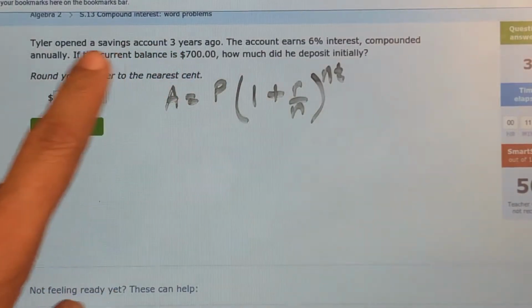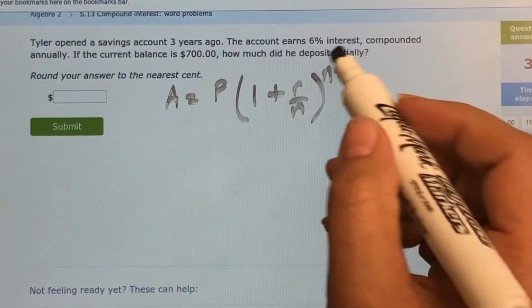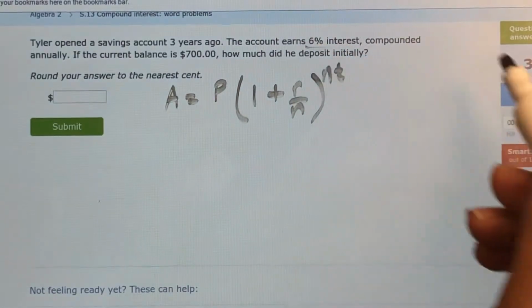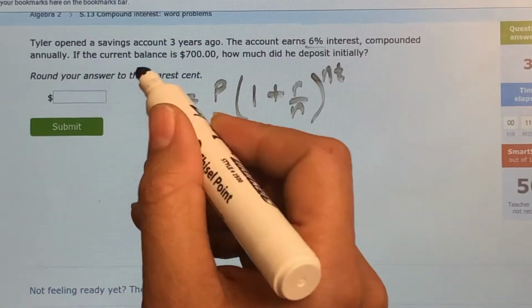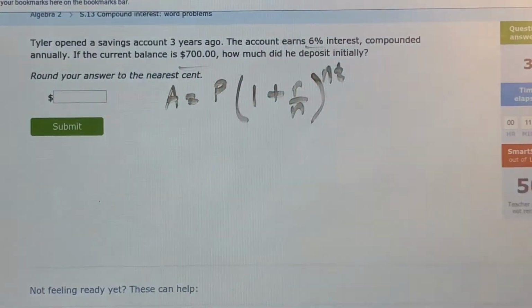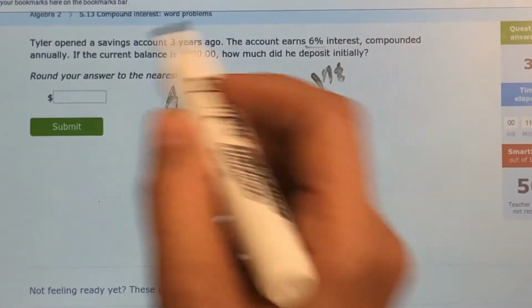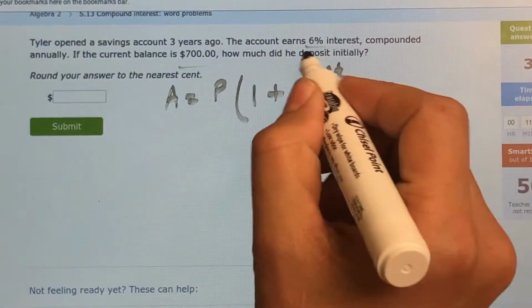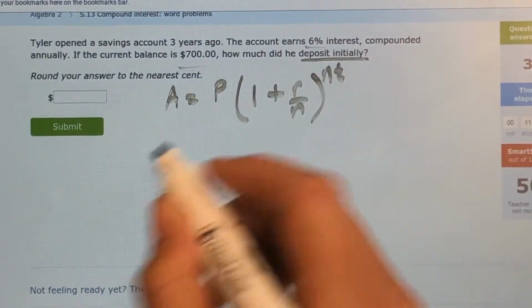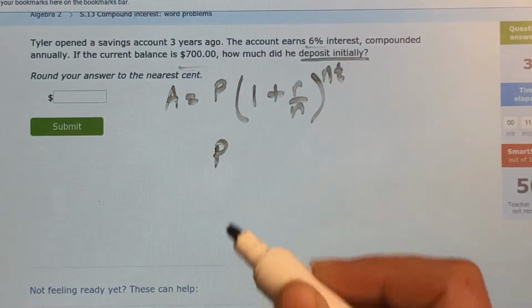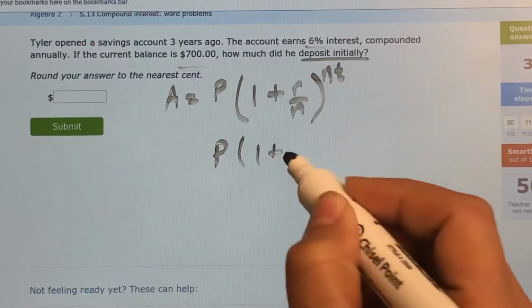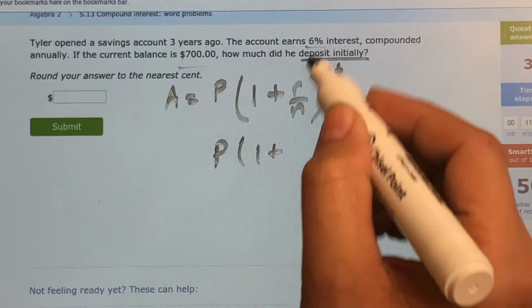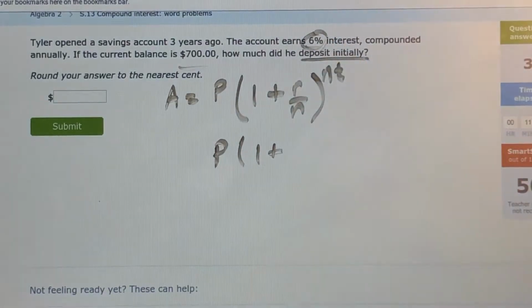All right, then go ahead and fill in the information. So savings, opened a savings account 3 years ago. The account earns 6% interest. Compounded annually, current balance is that. How much did you deposit initially? Okay, so now we need to remember what our figures are. So my principal is what he deposited initially. I don't know what that is, so I'm going to leave P just the way it is.